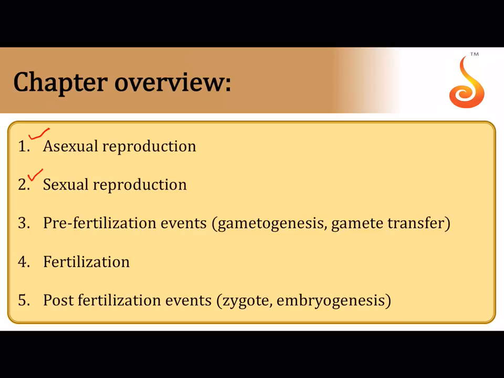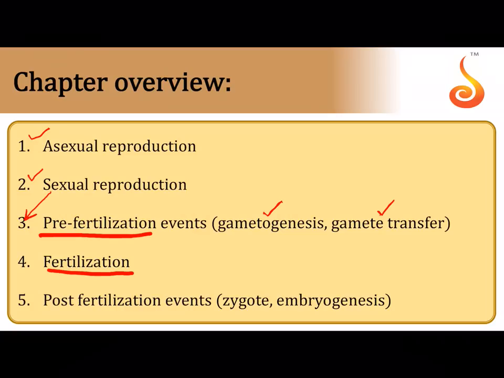And with regard to sexual reproduction, the further topics in this particular chapter would be how an organism prepares itself for sexual reproduction, which is the pre-fertilization events. In pre-fertilization events, we have the formation of gametes, which is referred to as gametogenesis, and then the transfer of gametes. The transfer of gametes is required because the sperm and the egg have to come together, isn't it? And finally, when they come together, there is fusion of the sperm and the egg. And this fusion of the sperm and the egg is referred to as fertilization.